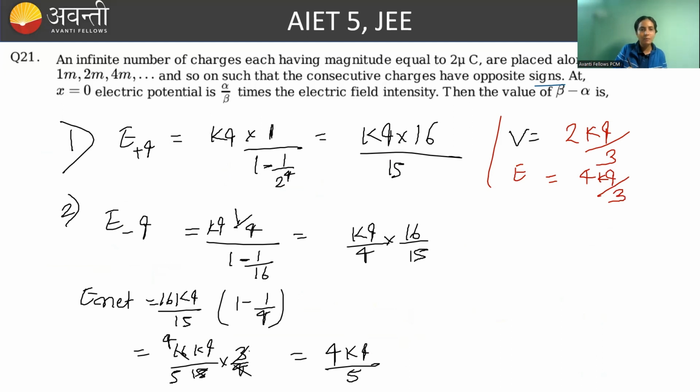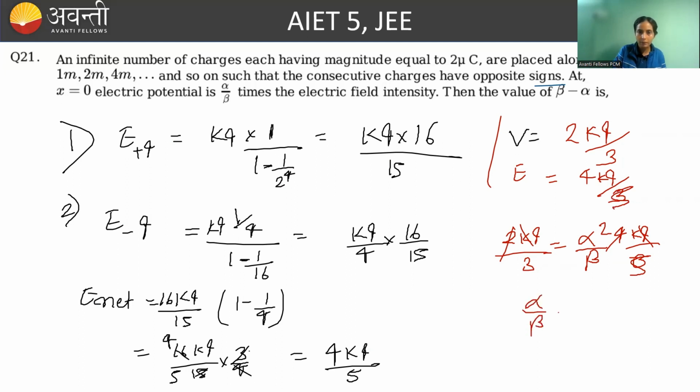Electric potential is alpha by beta times electric field. So potential, that is 2 KQ by 3, is equal to alpha by beta times electric field, that is 4 KQ by 3. So if you are going to cancel it out like this, 4 will cancel 2 times, and here you are going to get what? If you do it carefully, KQ by... Okay, I have done 4 KQ by, not 3, it is 5, right? So this is 5.